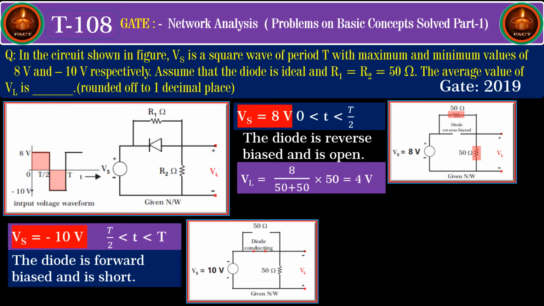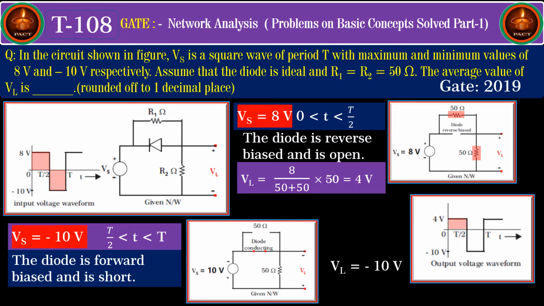Now, you see that the input voltage of 10 volts directly appears across the output voltage VL, and hence VL is equal to minus 10 volts. So, incorporating these output voltage values, the waveform drawn is shown in the figure, and you see that for the time t between 0 to t by 2, the output voltage is plus 4 volts, and for the time t between t by 2 to t, the output voltage is minus 10 volts.